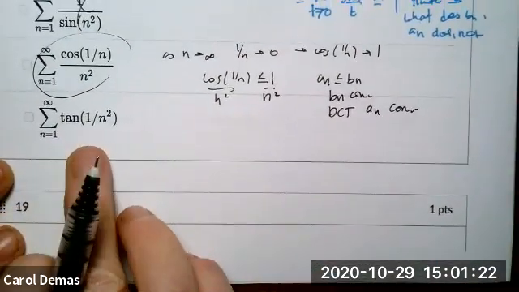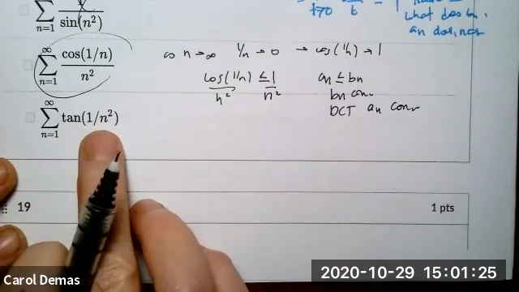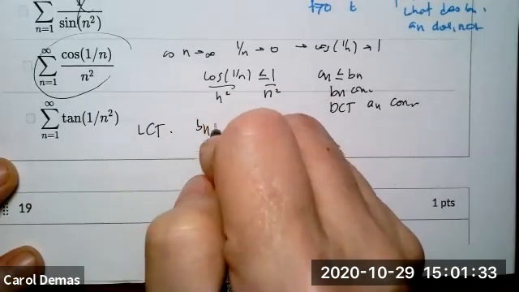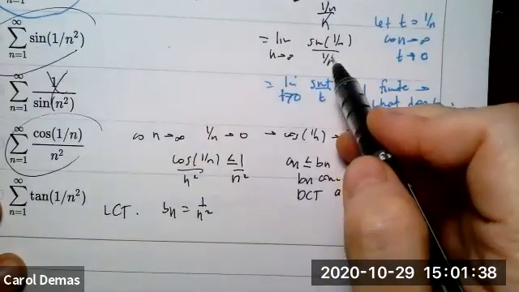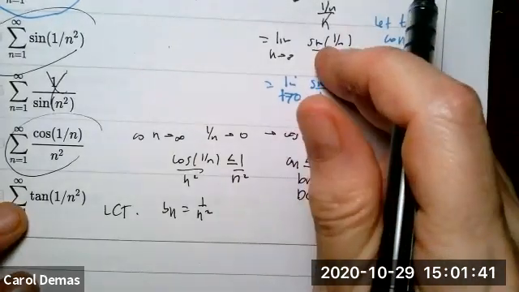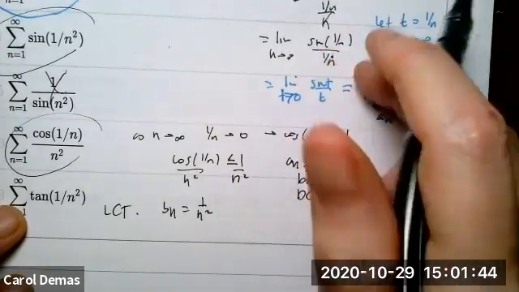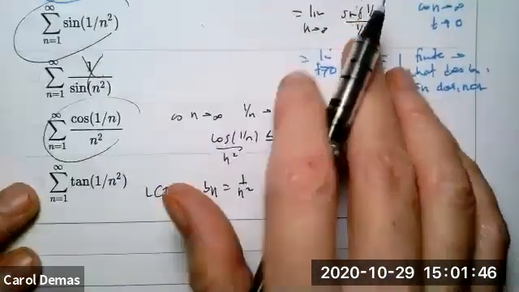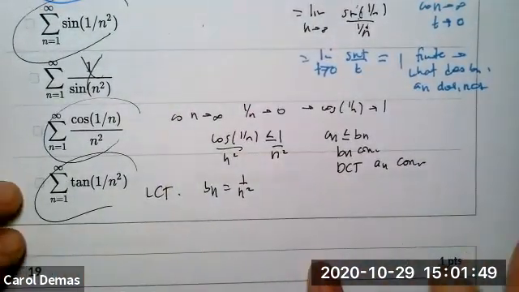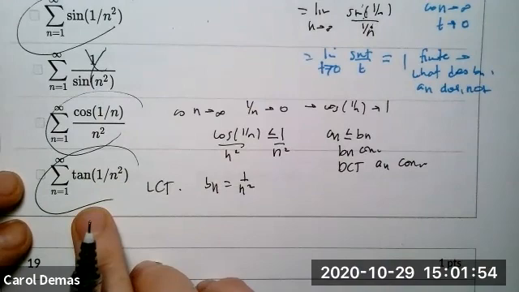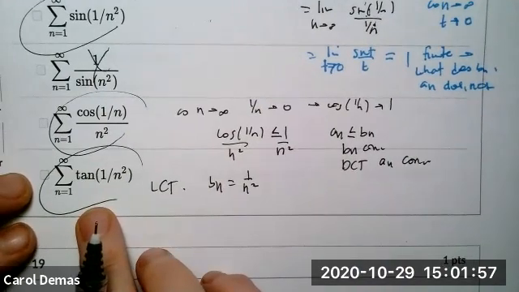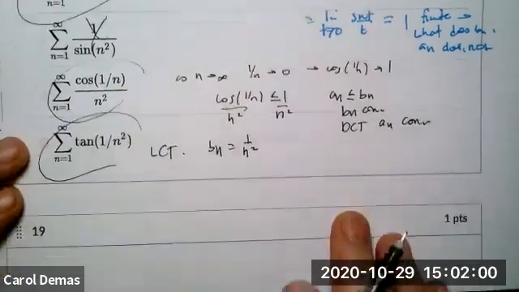And how are we going to do tangent? What's the test we use for tangent when we have a function of n other than n itself? Limit comparison. And we're going to let bn be 1 over n squared. Okay, it's just going to be exactly like this because tangent is sine over cosine. The cosines will go to 1, but the tangent will do what sine does. So this one will also converge. Do you want to see that in detail? Anybody? Yes, okay.